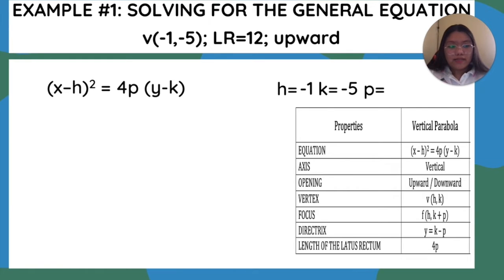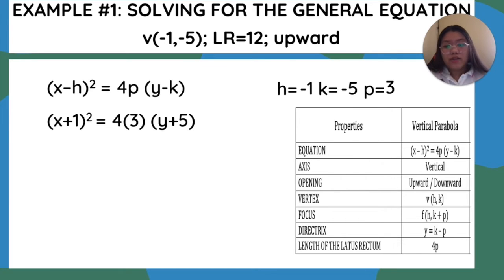To solve for p, since the formula of the latus rectum is in terms of p, we need to divide the 12, which is our latus rectum given, by 4. When we divide 12 by 4, it will become 3. So our p is 3. Now we will substitute the values into the equation. So (x + 1) squared is equal to 4 multiplied by 3 times (y + 5). It is +1 because in our equation it is negative h, and our given is -1, therefore it will become positive.